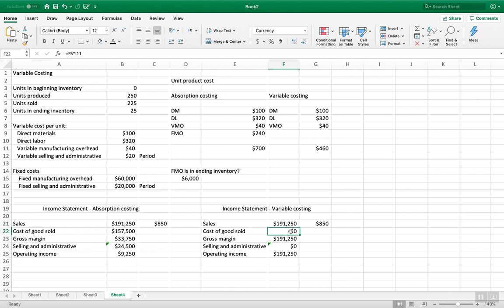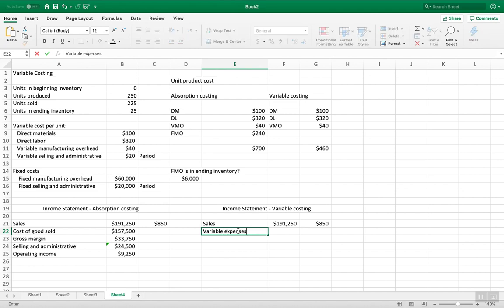So my cost of goods sold for variable costing is going to be different. I copied this over so you could see it, and now I'm going to show you what's different. What we do is we take our variable expenses, so we have our direct material, and you don't have to separate these, direct labor, variable manufacturing overhead, and that gives us our total variable expenses.